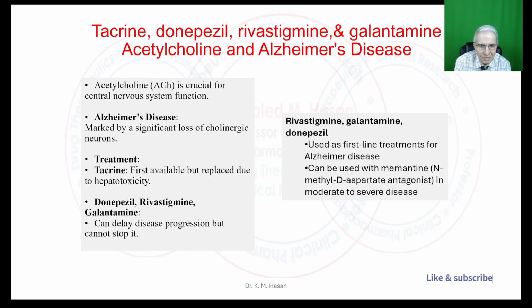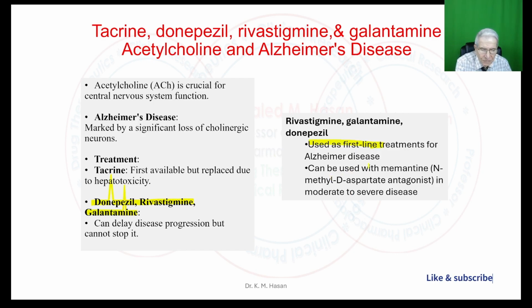Tacrine was the first available medication for Alzheimer disease treatment, but tacrine was withdrawn from practice due to hepatotoxicity. Then we moved to donepezil and rivastigmine. Donepezil, rivastigmine, and galantamine, this group of medications, may delay the progression of the disease, but the disease cannot be stopped. Galantamine, rivastigmine, and donepezil are considered first-line agents for Alzheimer disease.